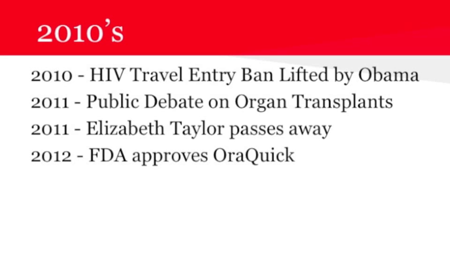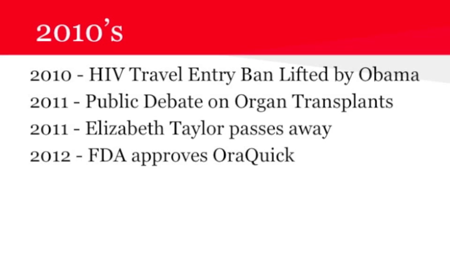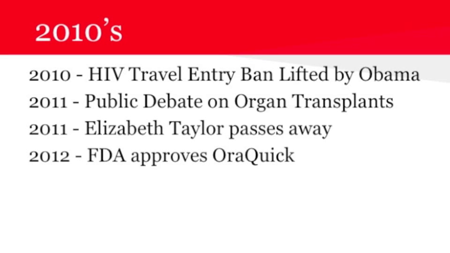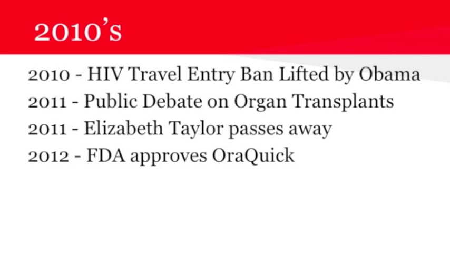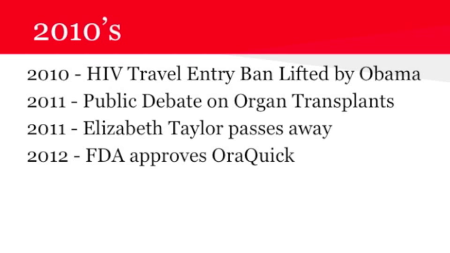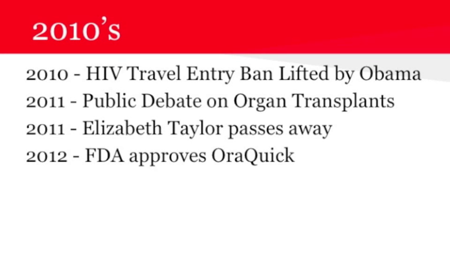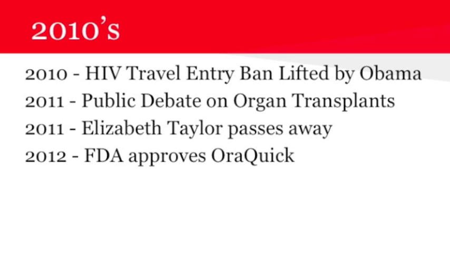Obama claimed that the ban was a decision made on fear and not on fact, and that if we want to be a world leader in the fight against HIV, we better start acting like it. The lifting of this ban allowed entry of thousands of students, tourists, and refugees, as well as, importantly, adopted children who are HIV positive. Public debate then began in 2011 on whether or not people already infected with HIV should be allowed to receive organ transplants from other HIV-positive people.